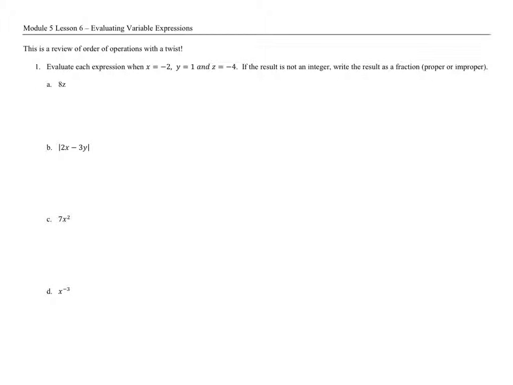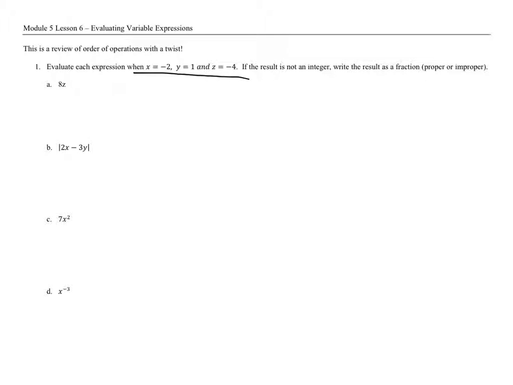This is the last lesson in Module 5. Yay! We are going to evaluate variable expressions. So basically, it's order of operations with just a little bit of a twist. We're going to do a substitution before we evaluate. So let's take a look at problem number 1, which has 4 parts. And we're going to use these values.